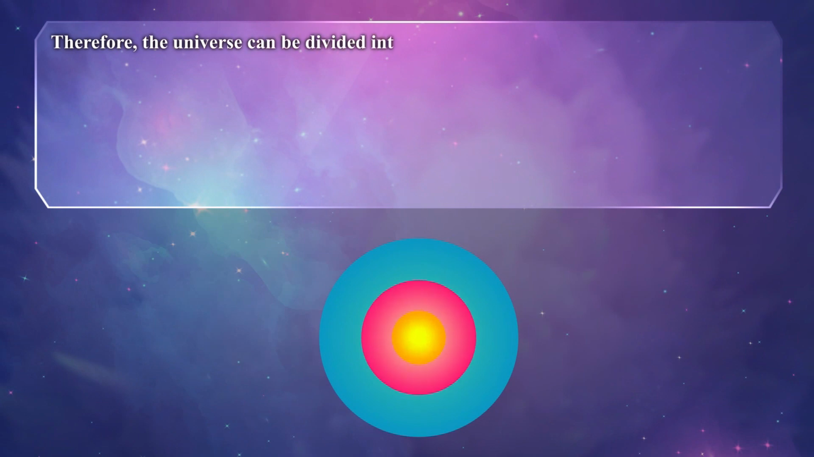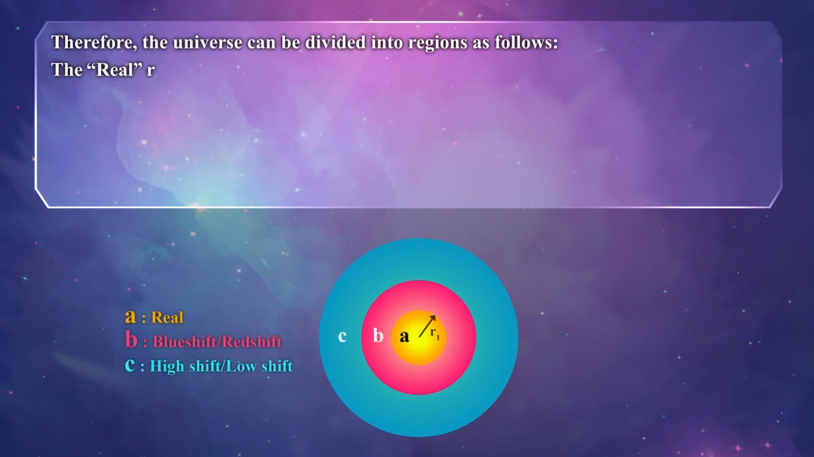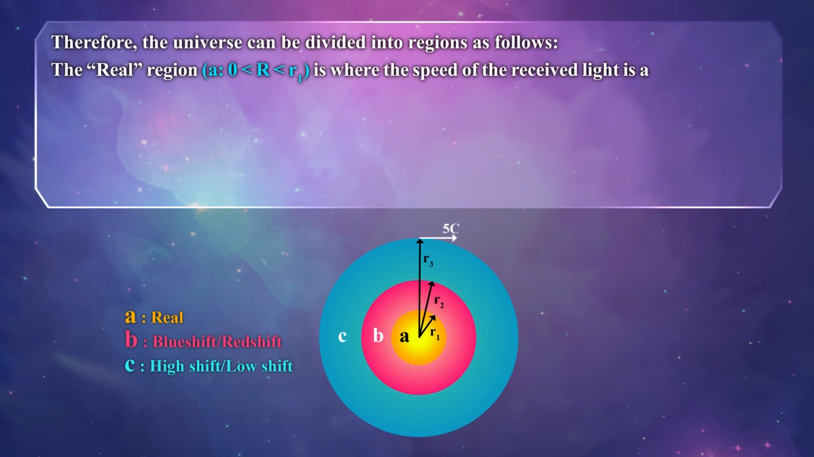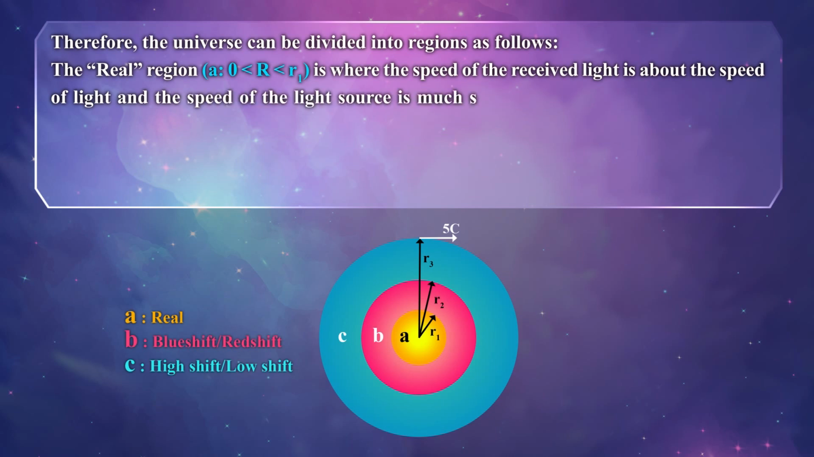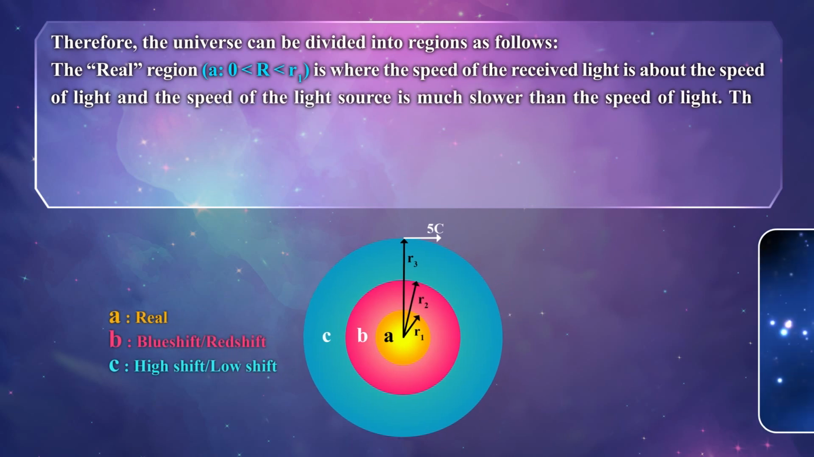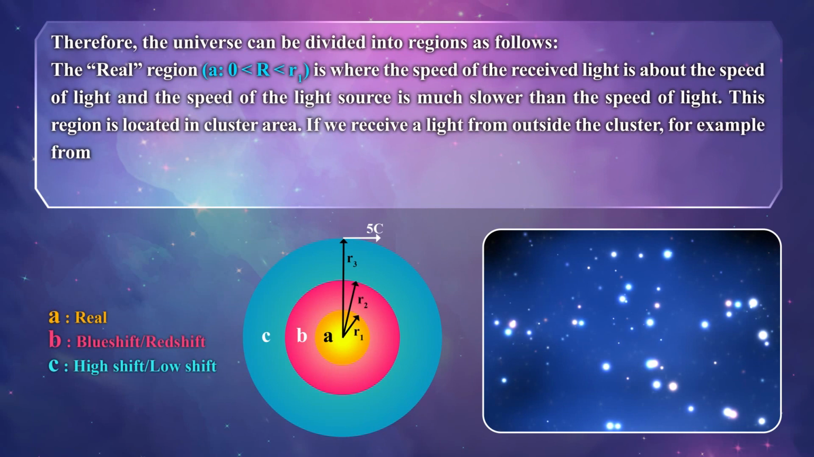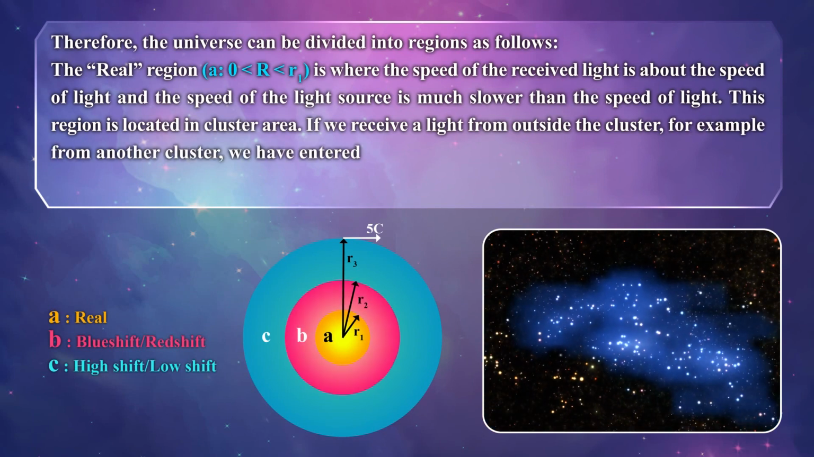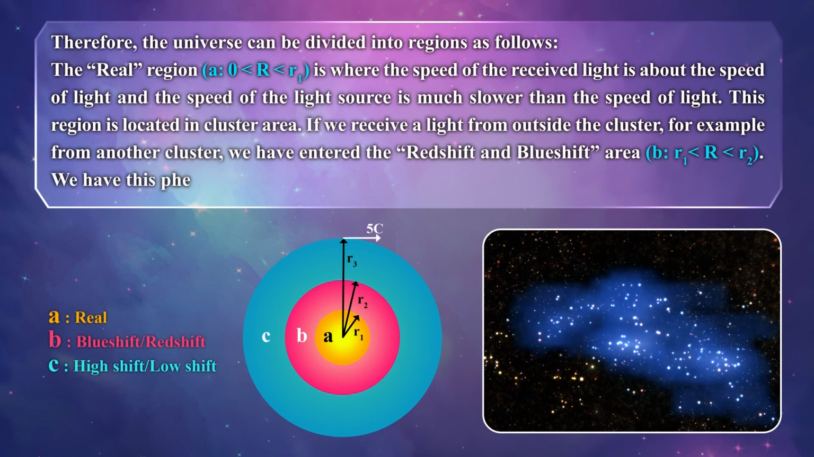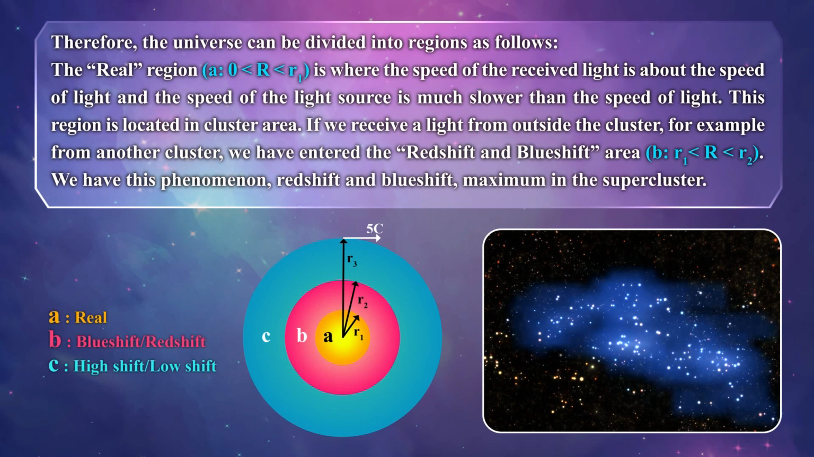Therefore, the universe can be divided into regions as follows. The real region is where the speed of the received light is about the speed of light, and the speed of the light source is much slower than the speed of light. This region is located in the cluster area. If we receive light from outside the cluster, for example from another cluster, we have entered the redshift and blue shift area. We have this phenomenon, redshift and blue shift, at maximum in the supercluster.